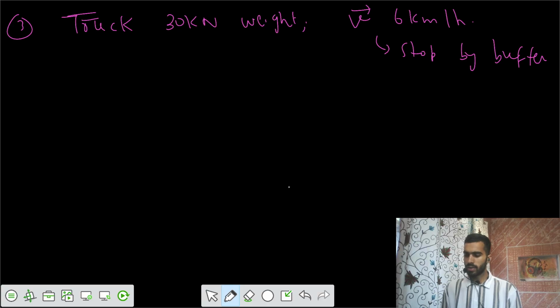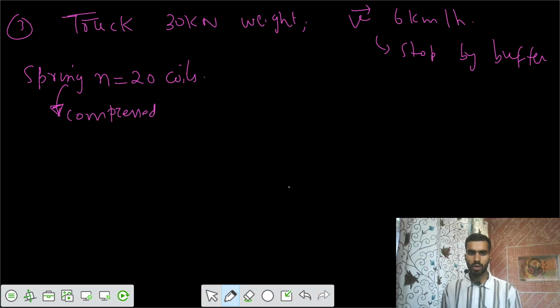So how many springs? We have one spring, and the number of coils for one spring equals 20 coils. And the spring gets compressed. The spring has to get compressed by an amount of 200 millimeter.